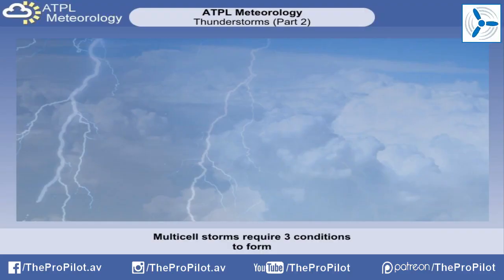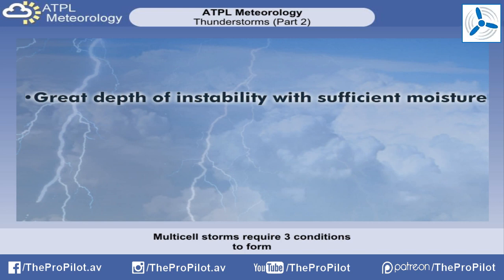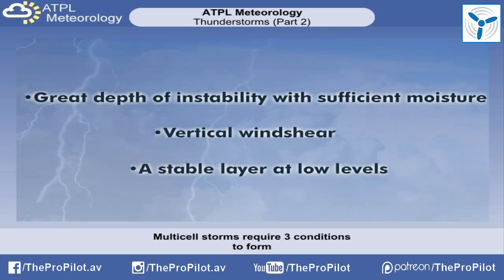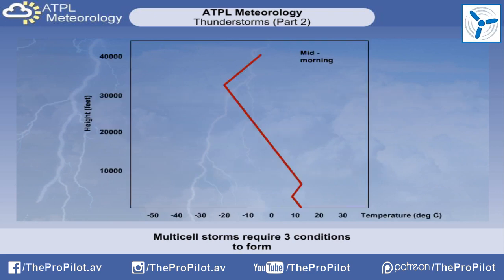This feedback mechanism can be found in multicell or supercell storms which occur mainly over large land masses in summer. They require the following conditions: a great depth of instability with sufficient moisture, strong vertical wind shear, and a stable layer between warm air at low level and cooler air aloft. We can see two of these requirements on this diagram.